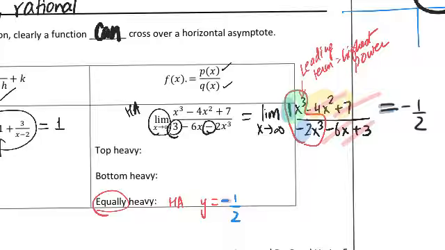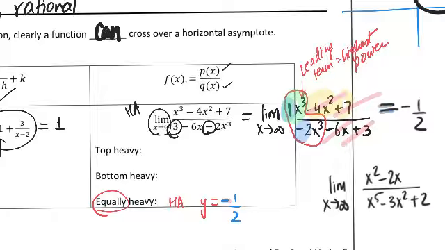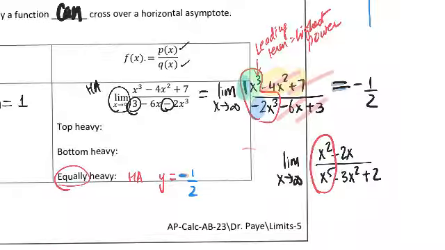If it were a bottom heavy polynomial, that would be something like, let's say, the limit as x goes to infinity of x squared minus 2x over x to the 5th minus 3x squared plus 2, right? So this guy right here would be bottom heavy because the bottom power is greater than the top power. Well, then the horizontal asymptote for bottom heavy is always going to be 0 because, as you can see, these terms are going to be minimal as x gets bigger and bigger.